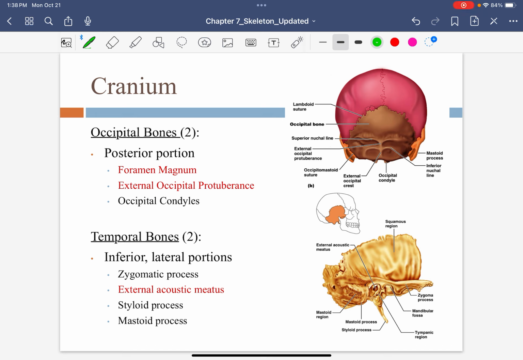One function I want to add in is the foramen magnum. That is the opening in the occipital bone that the spinal cord passes through. So now we're adding function. Opening where spinal cord passes. Remember, foramen means hole. Magnum means big. So it's the big hole in the bottom.